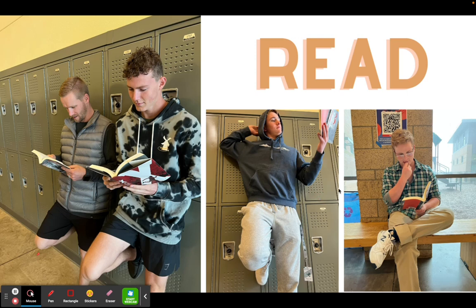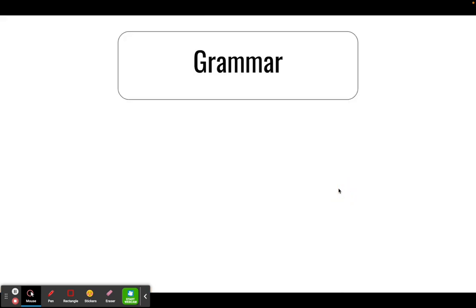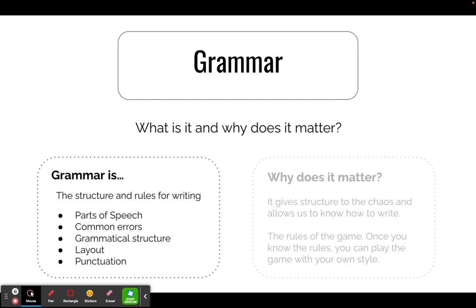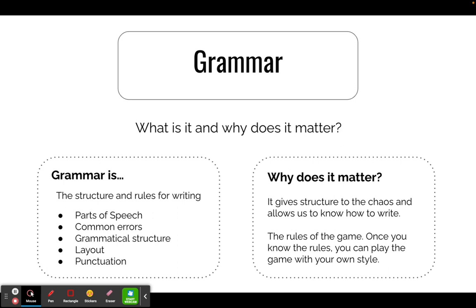Okay, we're going to have some time for independent reading. And then we're going to do a grammar lesson. So we're talking about what grammar is and why it's important. We did our very first grammar lesson talking about the universal grammar rule. So kind of going back to that, grammar is the structure of rules in writing. It's parts of speech, it's common errors, it's grammatical structure, it's layout, it's punctuation. And it matters because it's going to give structure to the chaos that allows us to know how to write.